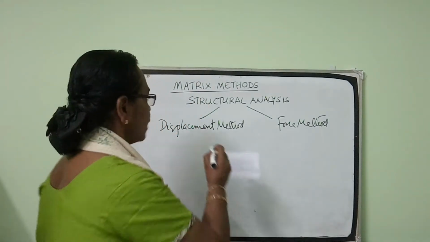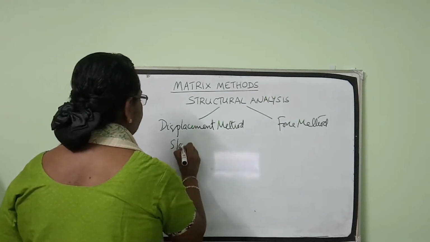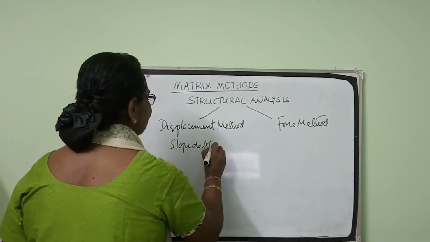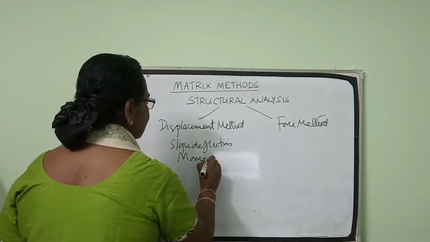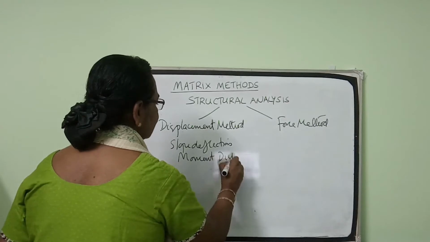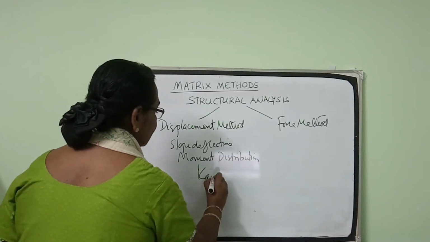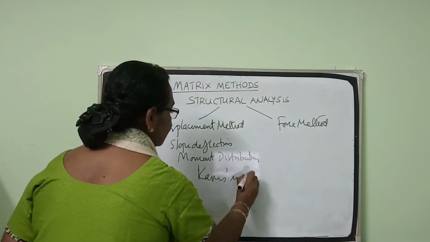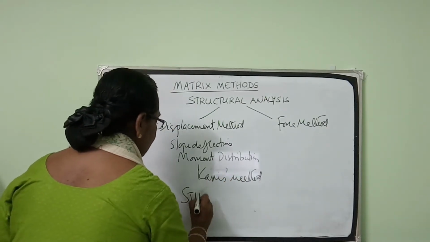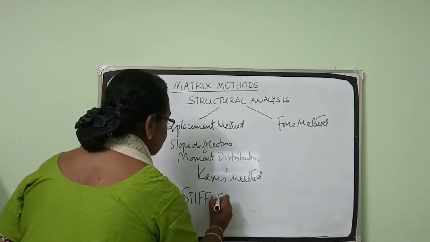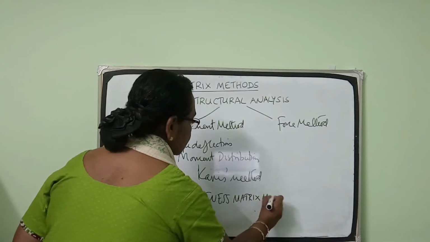Now, under the displacement method, we have slope deflection method, moment distribution method, Kani's method. Then what we are going to study now under the matrix method is stiffness matrix method.